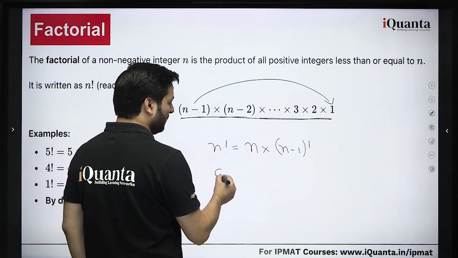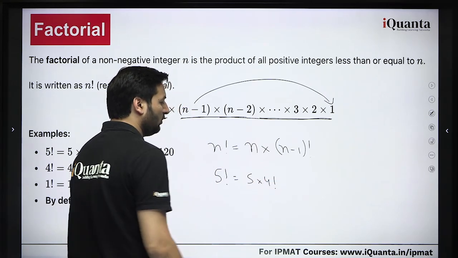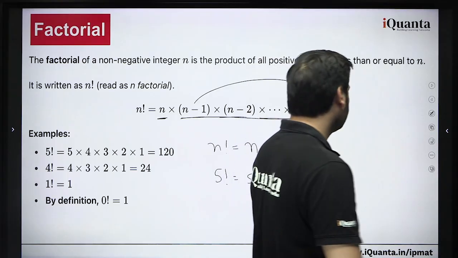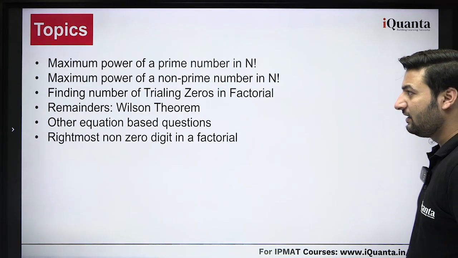Suppose I ask you, how can you write 5 factorial? That can be written as 5 into 4 factorial, or 5 into 4 into 3 factorial. So that is how you can transform factorials to solve some questions where you have simplification involving factorials. I hope that is clear.